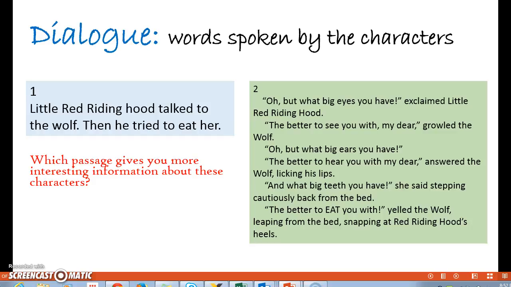Secondly, remember we have dialogue, words spoken by the characters. Let's look at these two sections from Little Red Riding Hood. Which passage do you think gives you more interesting information about these characters?